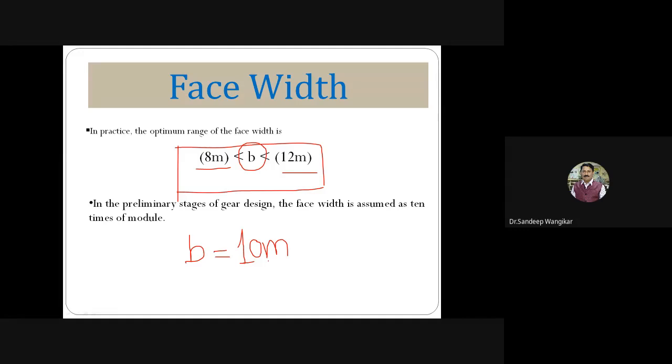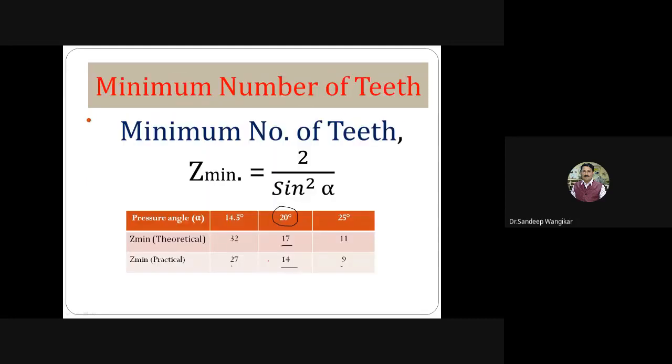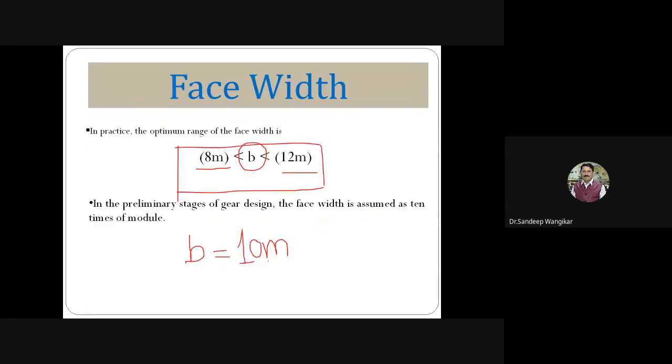So I request you to note down the formulas wherever required. The last case also, you can write that minimum number of teeth, Z minimum is equal to 2 divided by sine square alpha. And again, this face width B is equal to 10 times the module.